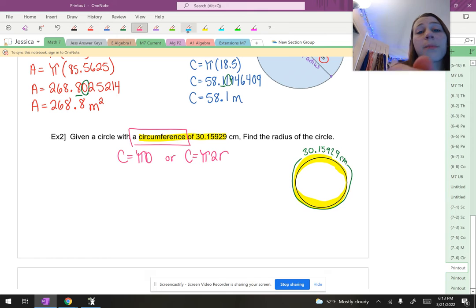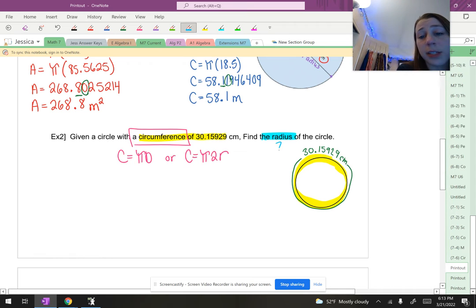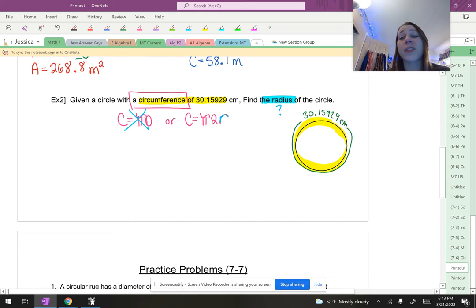All right, now, based on what the question's asking here, it's asking me to find the radius. That's the piece I'm missing. That's what I want. Therefore, the circumference formula that would make the most sense to use would again be the circumference formula that involves the radius. So you could still use the other one and find the diameter and then just know that you need to take that diameter and cut it in half to get the radius, which you can absolutely do, but this formula will take care of that for you.